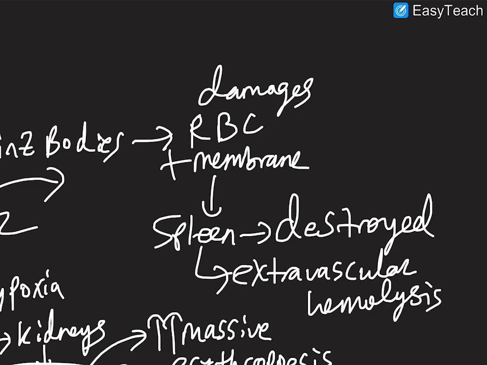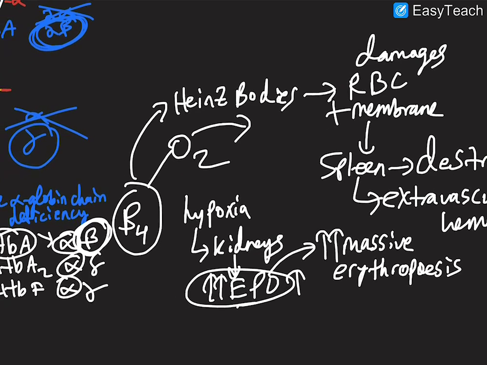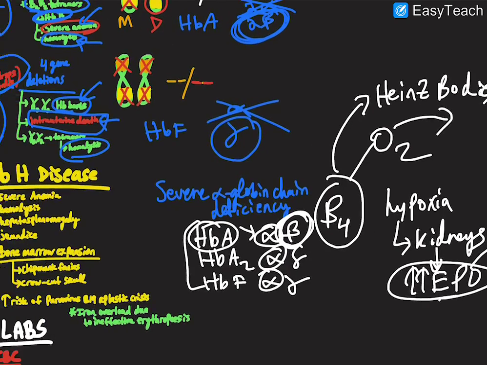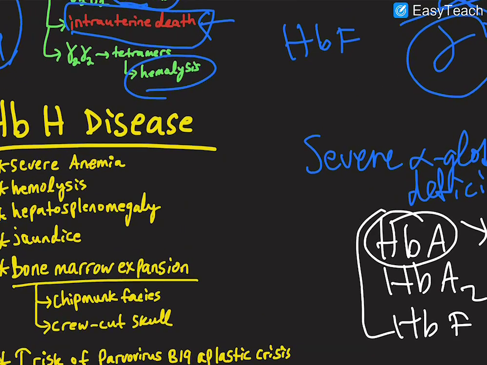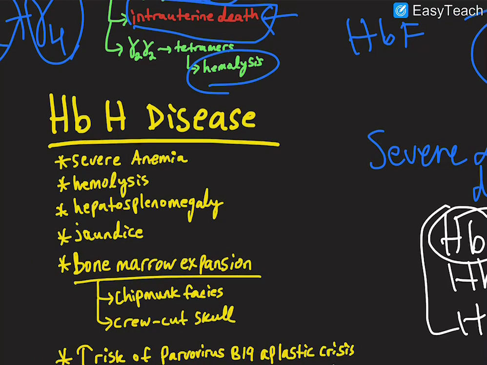All right. And because you have dysfunctional, abnormal hemoglobin, this not only will cause extravascular hemolysis, but your red blood cell precursor cells in your bone marrow will also be destroyed. So that's important to remember. Now we see why that leads to severe anemia, and how hemolysis occurs. So these two are taken care of.